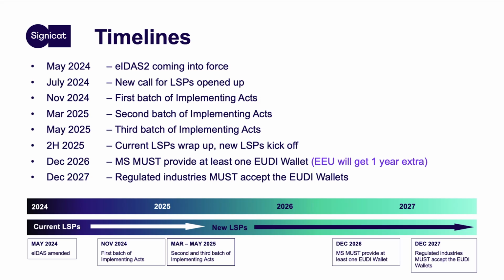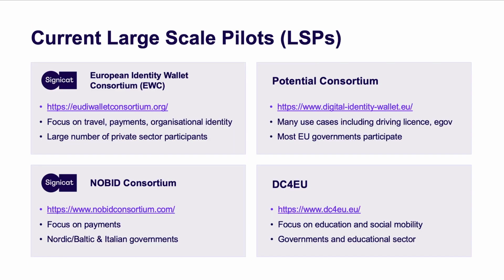And these are the timelines. And what you can see is that the current large-scale pilots, and I'll give you an overview next, will wrap up somewhere between June and October, depending on the extensions that they requested. There's 2 new large-scale pilots kicking off mid of this year. And then the real deadlines are that by December 2026, all member states must issue a wallet and identity. And by December 2027, so 1 year later, all regulated industries must start accepting the wallets. And I'll get back to that later.